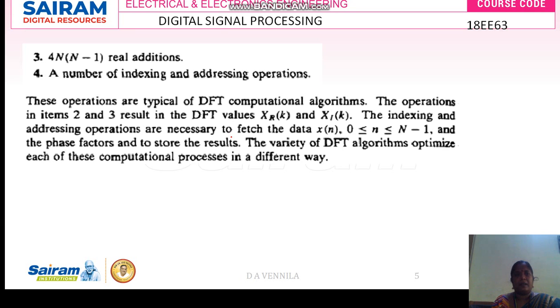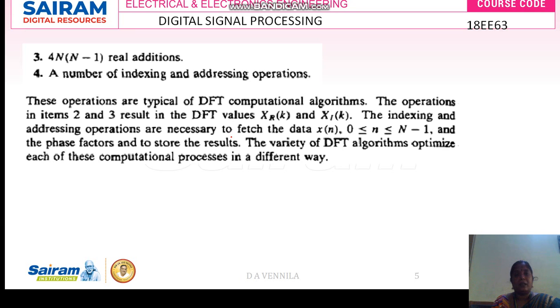Every time the sequence x of k will be divided into an even number sequence and an odd number sequence, and again that even number sequence or odd number sequence is again divided into an even number sequence and an odd number sequence. Like that, suppose your n is equal to 8 point, by using the divide and conquer method we are going to split the sequence into 2 point DFT, 4 point DFT and 8 point DFT.